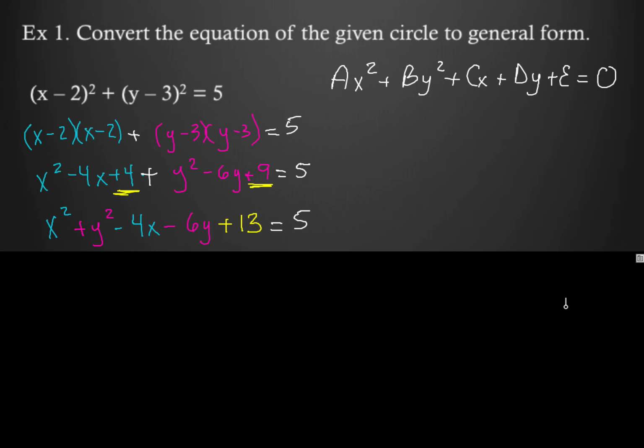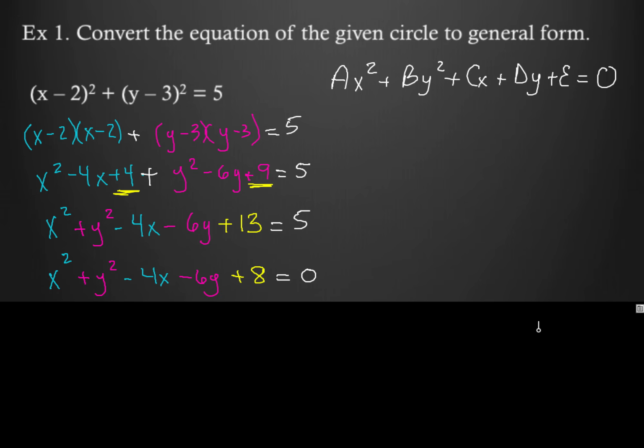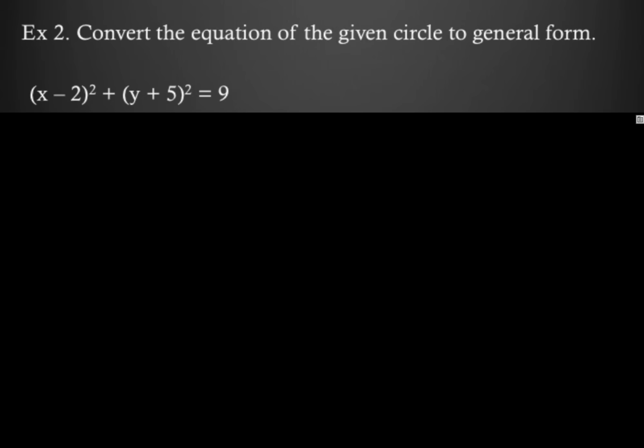Now, last step, we've got to get it set equal to 0. So that means I just have to take that 5 and move it over. I use the subtraction property of equality, and booyah, check it out. Look at those mad math skills. See? That's not too bad. You just have to take your time and make sure you do your multiplying and your arithmetic correctly, and you've got this. Now I want you to prove that you've got this.